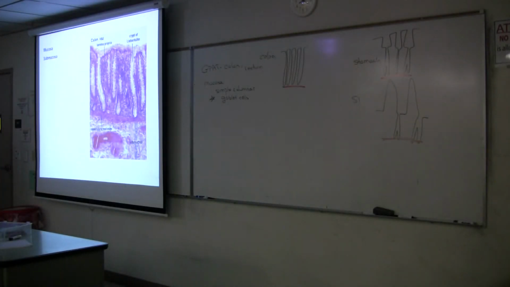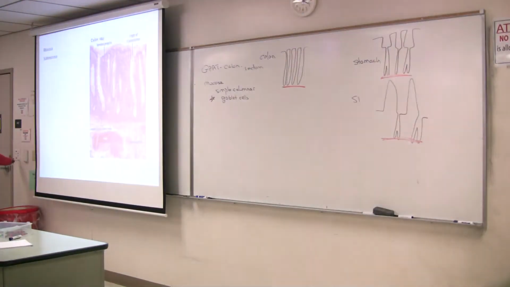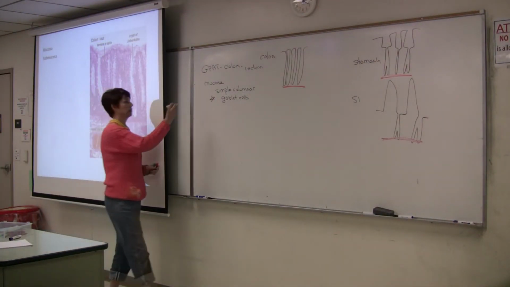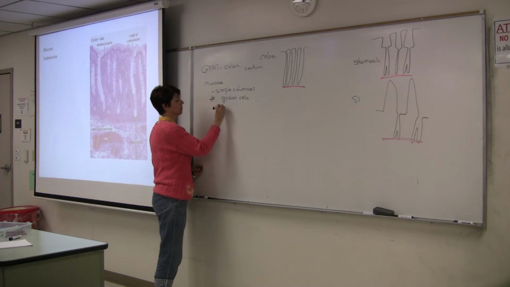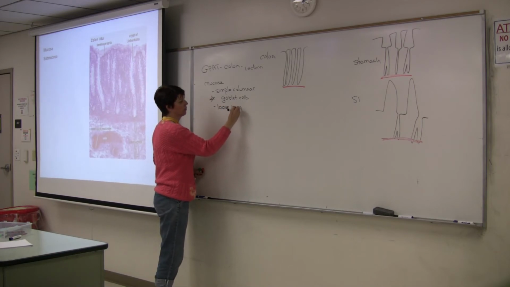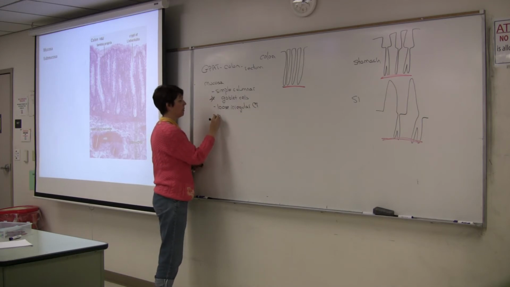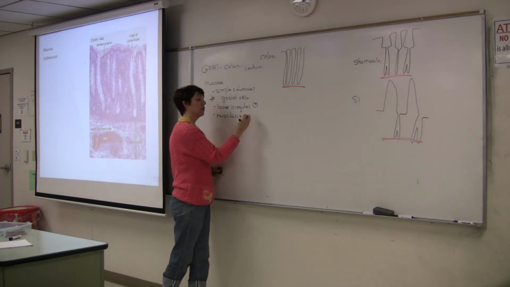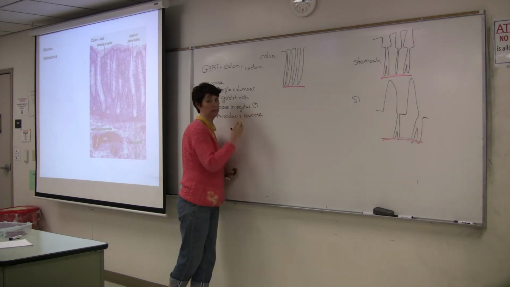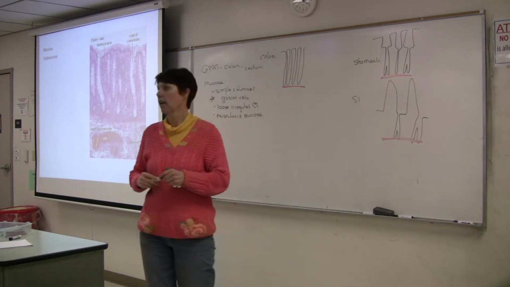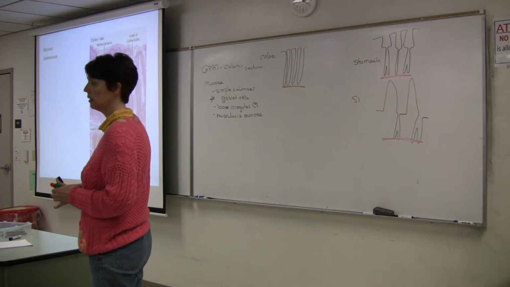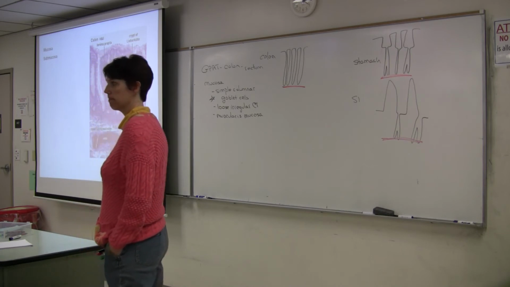We'll look at this illustration here. And then we would have our loose irregular connective tissue, finishing off with the muscularis mucosa. No cilia, still microvilli. And we absorb water across the large intestine.